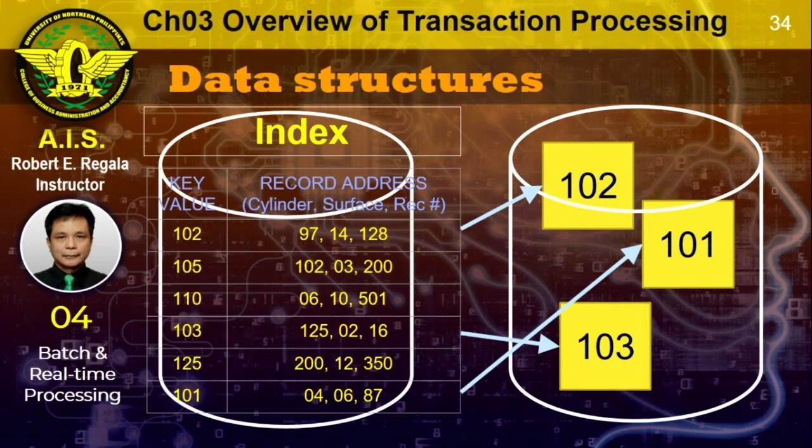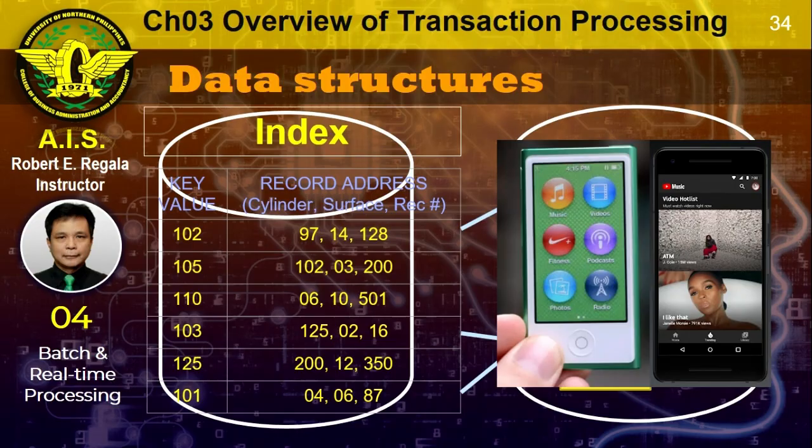Using our music analogy again, the direct access approach is similar to the way songs are stored on a music player, such as an iPod or an app that plays music downloaded on your smartphone, like YouTube Music, for example. If the listener chooses, he can select a specific song directly without searching through all the other songs, using primary keys like the song number and secondary keys like song title or the singer of the song.